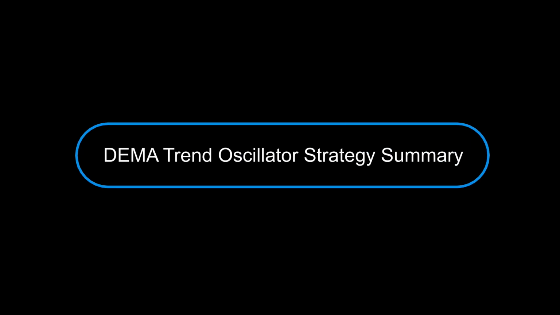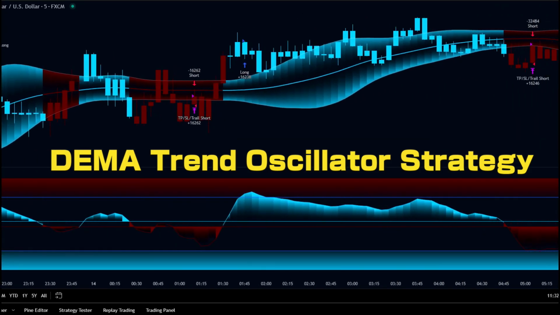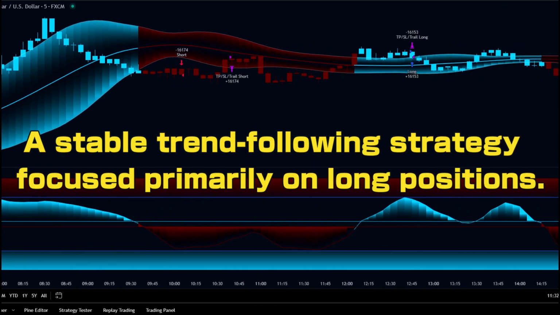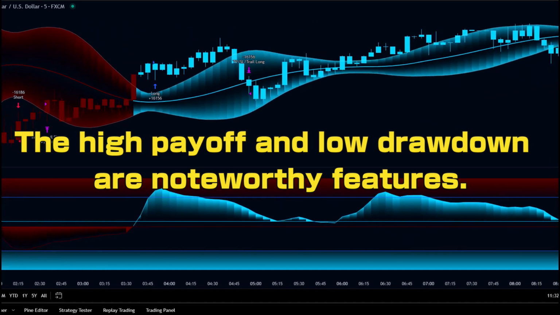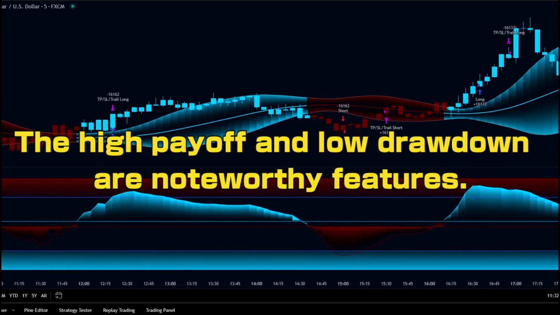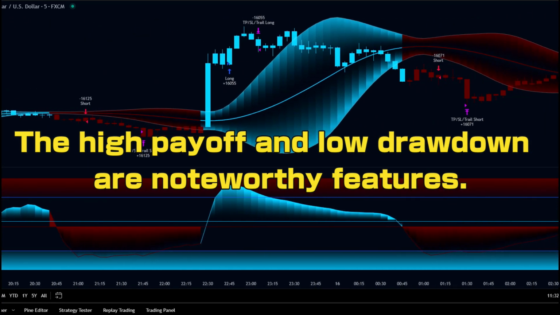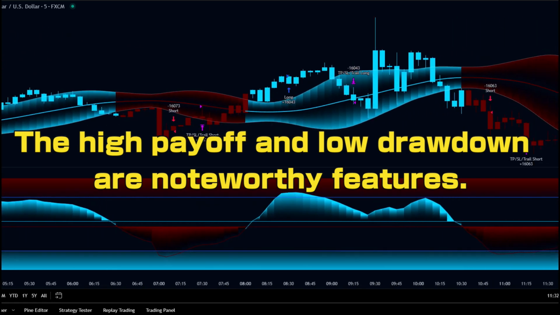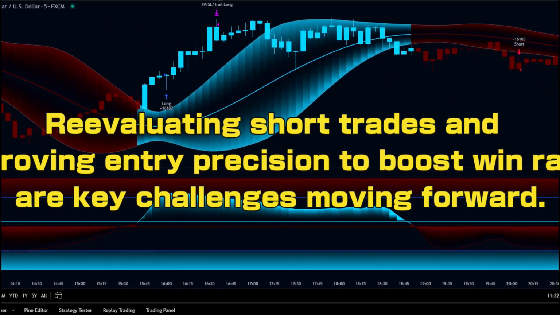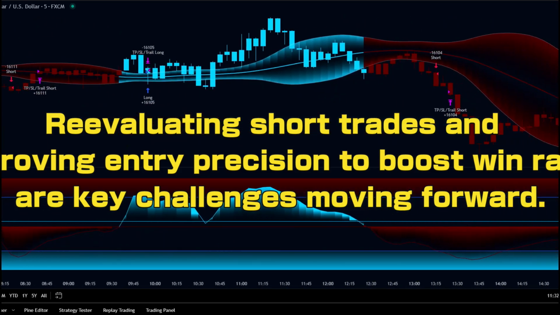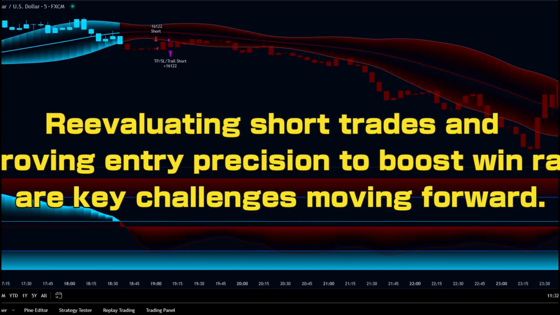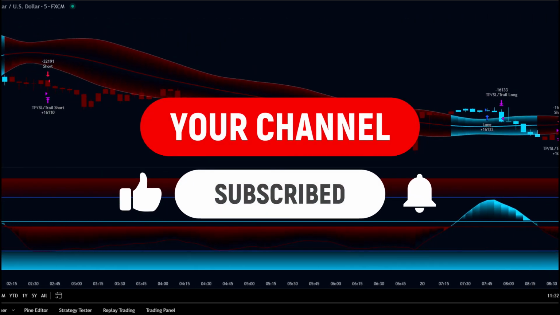Summary of the DEMA Trend Oscillator Strategy. The DEMA Trend Oscillator Strategy is a trend-following, long position-focused approach designed for stability. Its high payoff ratio and low drawdown are standout features, making it a methodical strategy aimed at steady profit accumulation. However, improving short trade performance and enhancing entry precision to increase the win rate remain important goals moving forward. Stay tuned for the next analysis.